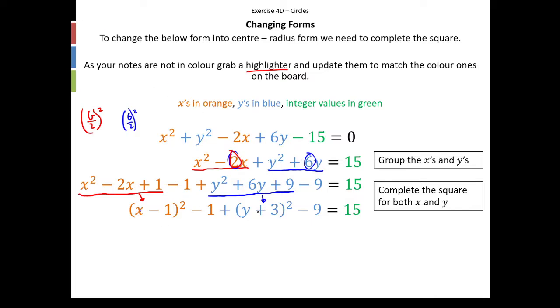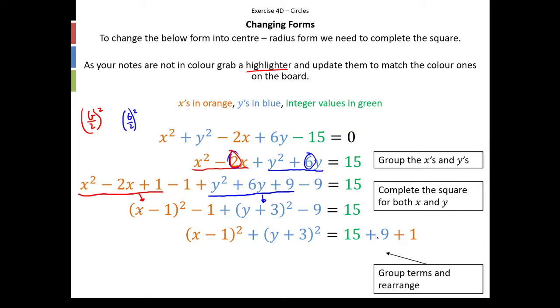Okay. Well, we're very, very close to the standard form of a circle now. We actually just need to move them over to the other side, simplify, and bam, we have it in standard form. X minus 1 all squared, y plus 3 all squared equals 25. So in this case, we have h equal to 1, k is equal to negative 3, and radius is equal to 5.